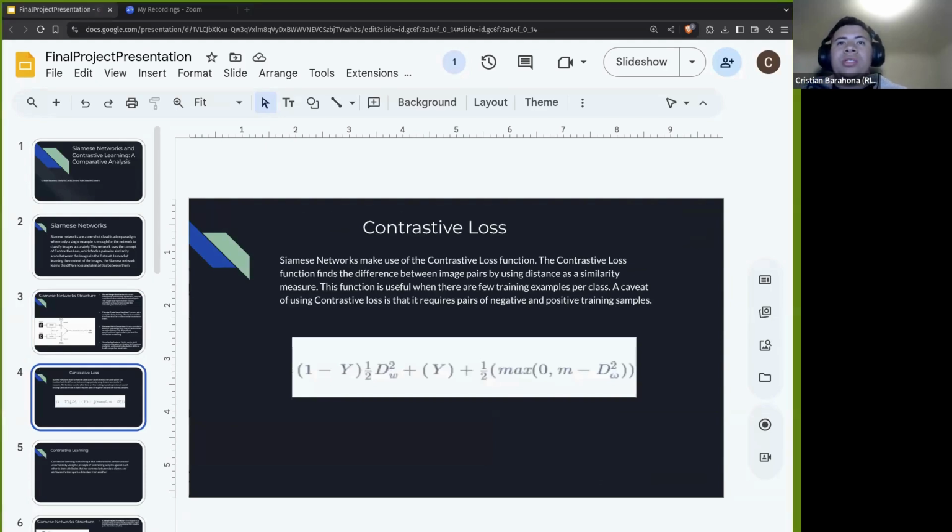Now, Siamese networks make use of the contrastive loss function, which finds the difference between image pairs, using differences as a similarity measure. This function is useful when there are few training examples per class. And a caveat of using this contrastive loss is that it requires pairs of negative and positive training samples.